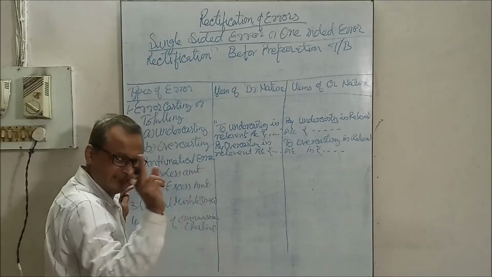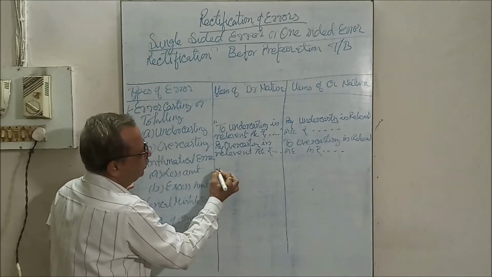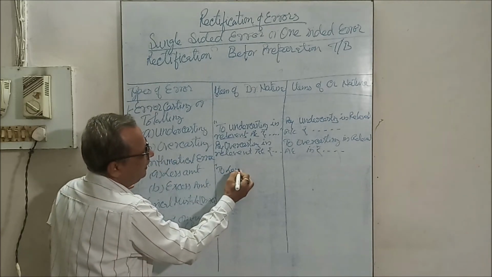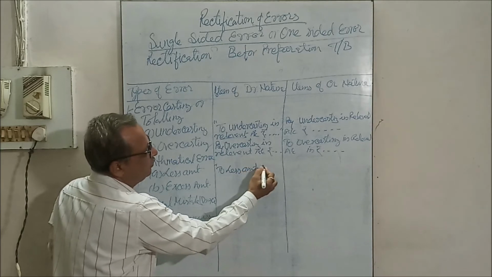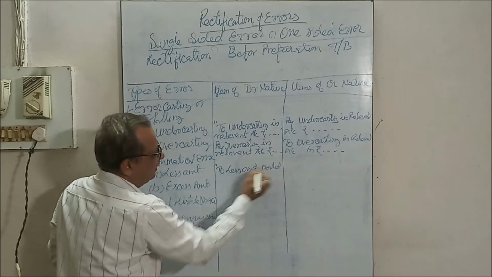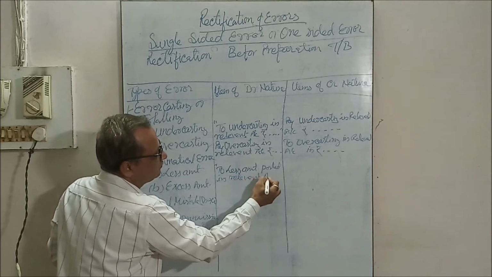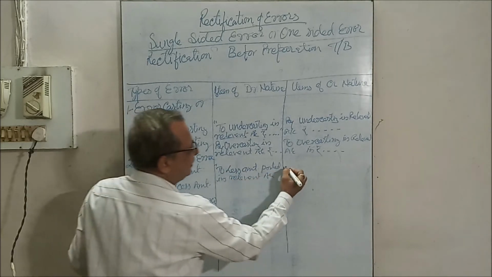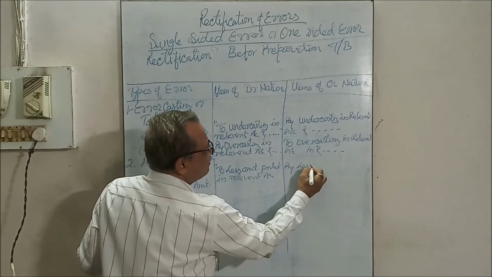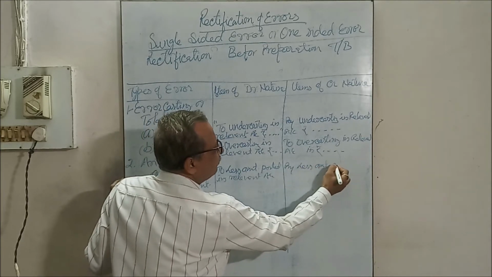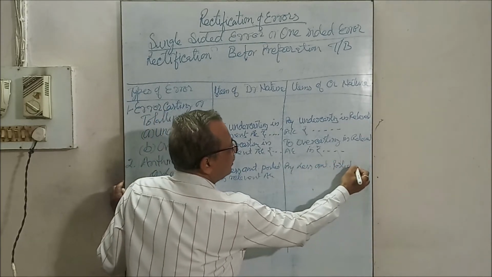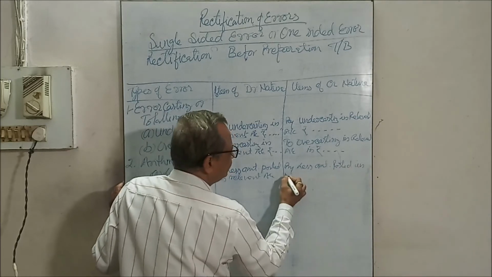Likewise, arithmetical error. Less amount posted in the debit item: To less amount posted in relevant account. In the credit item: By less amount posted in relevant account.